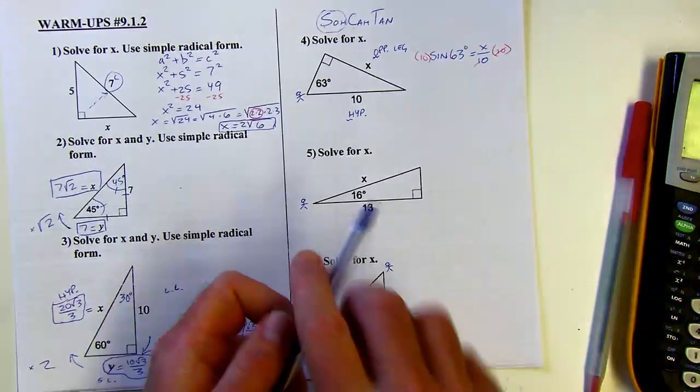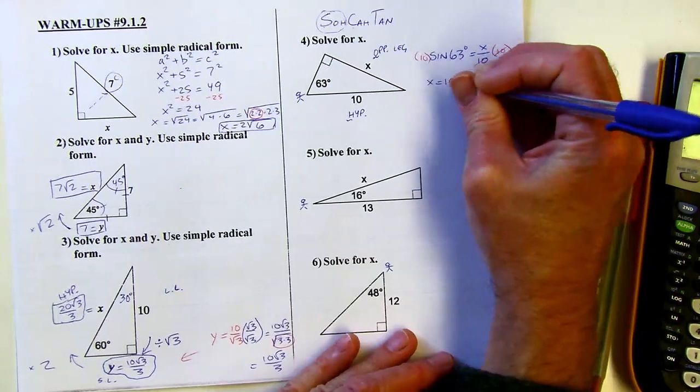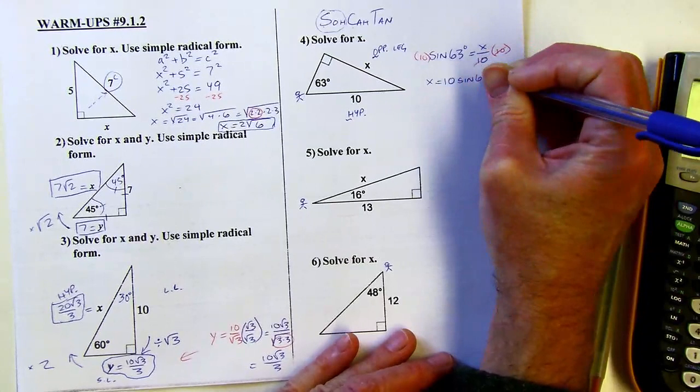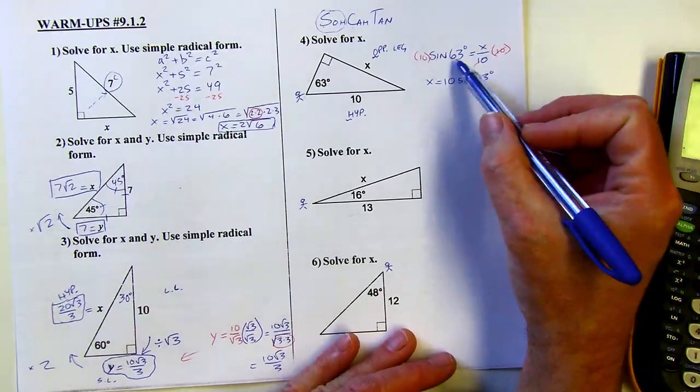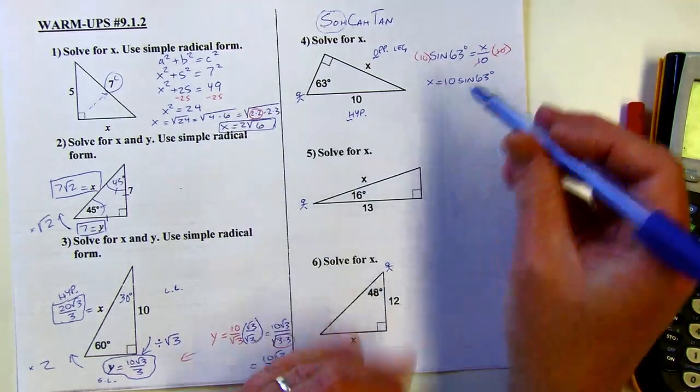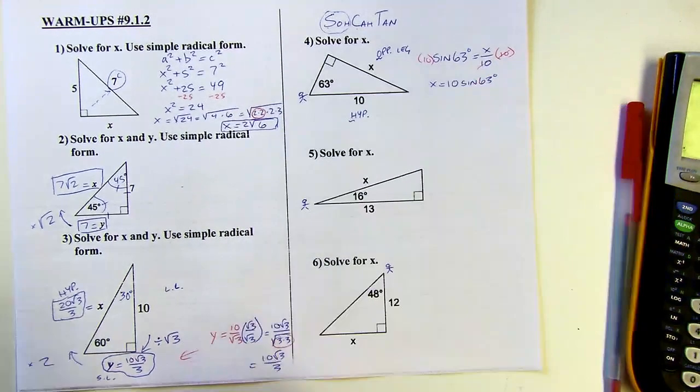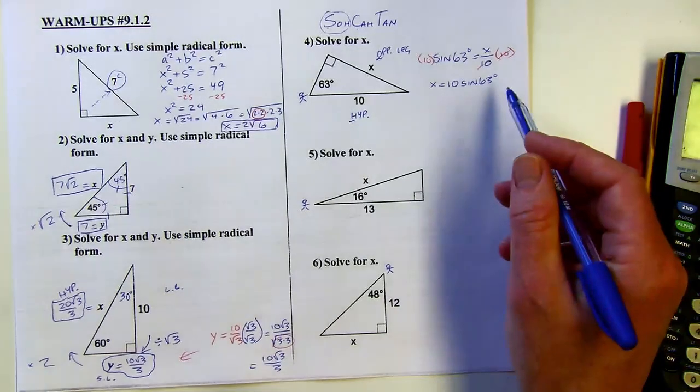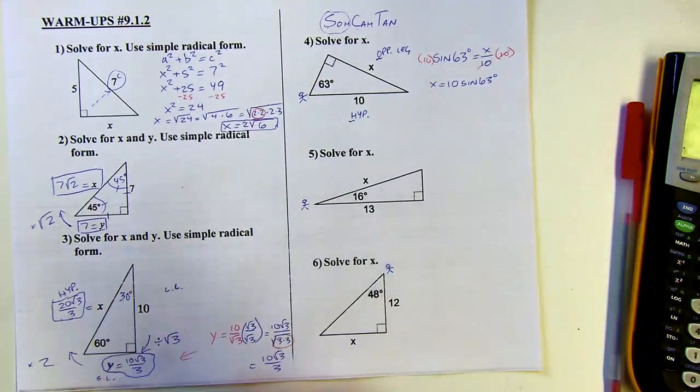To isolate the x. So x is going to equal 10 times sine of 63 degrees. It's not going to be sine of 630. Sometimes I see people multiply the 63 by 10. Don't do that because sine of 63 is its own number. We're multiplying that number by 10. I'm going to have to put that in my calculator in a minute, but I'm going to set the rest of these up first, and then we'll use the calculator at the end.